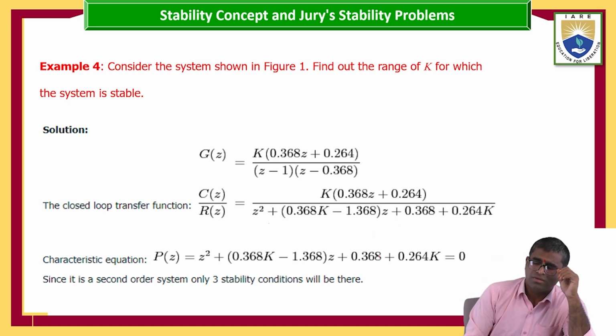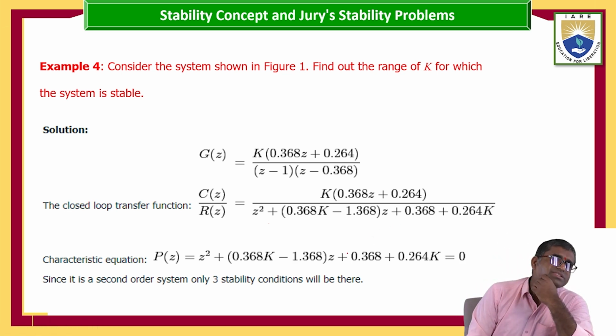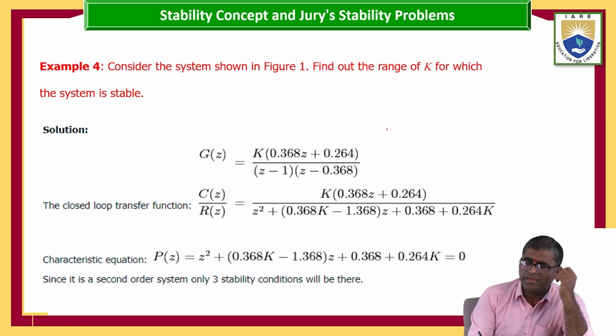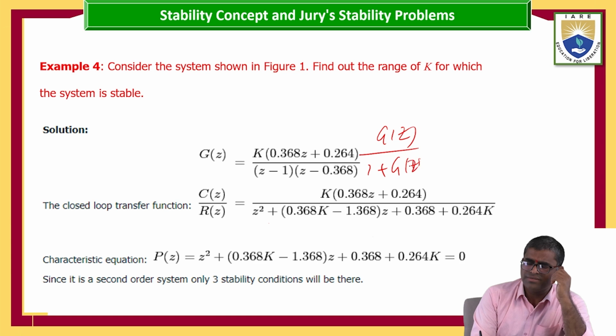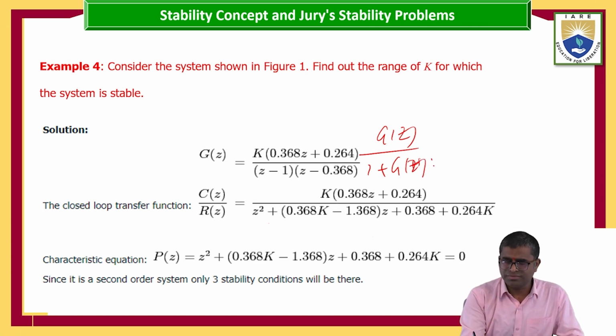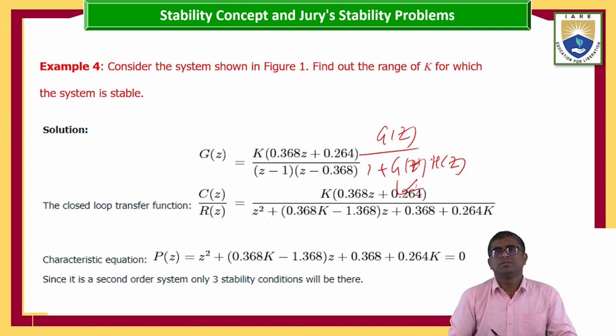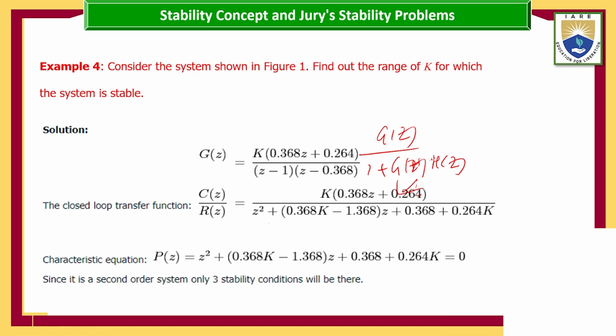Okay, what is this one? G(z) by 1 plus G(z) H(z). This value is this one. This value is this one. Okay, take the characteristic equation. So what is the characteristic equation? z square plus (0.368k minus 1.368) z plus 0.368 plus 0.264k equal to 0.